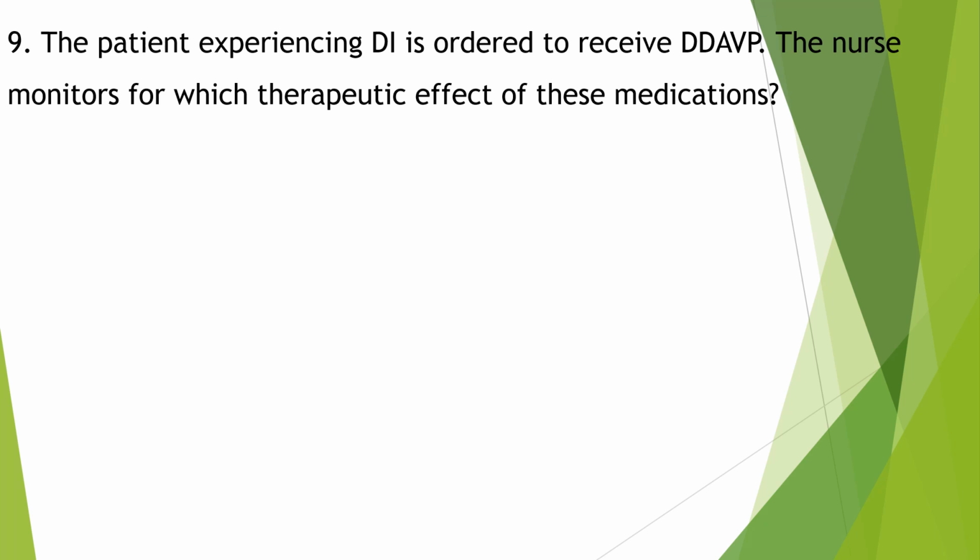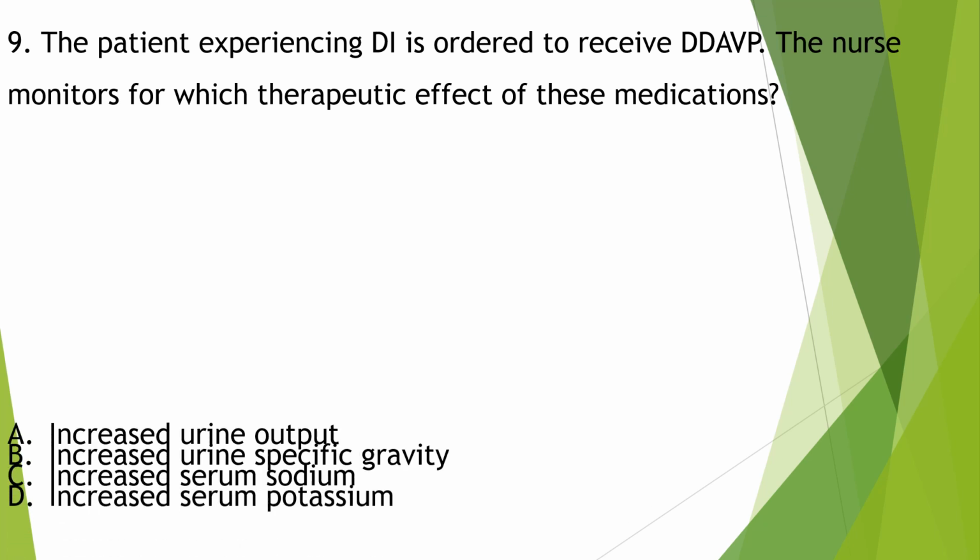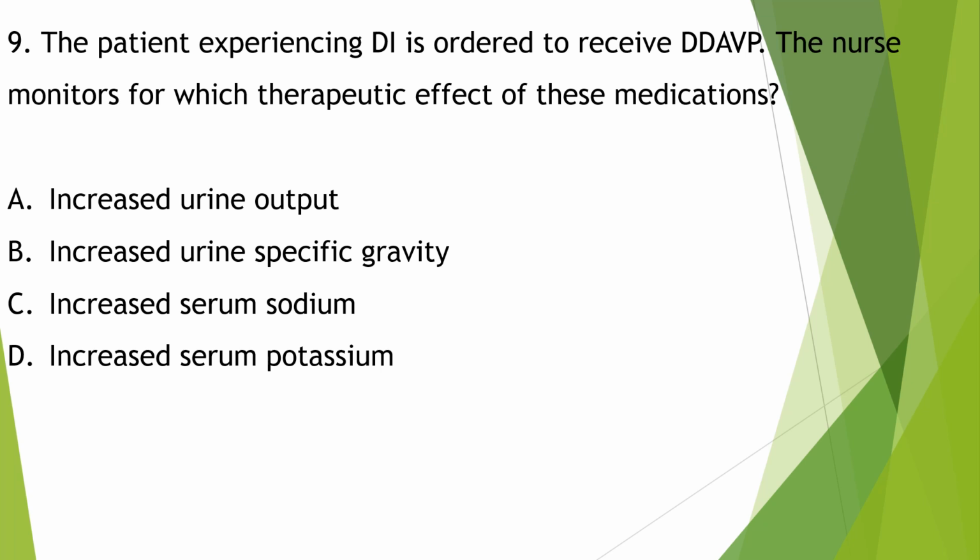The patient experiencing diabetes insipidus is ordered to receive DDAVP, desmopressin, which is a synthetic analog of antidiuretic hormone. The nurse monitors for which therapeutic effect of these medications? Increased urine output, increased urine specific gravity, increased serum sodium, increased serum potassium.